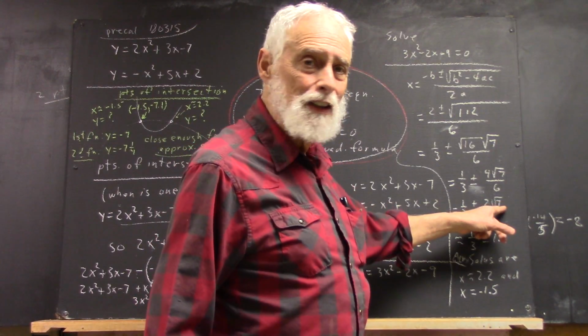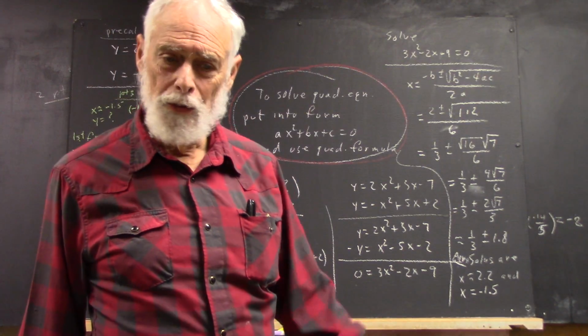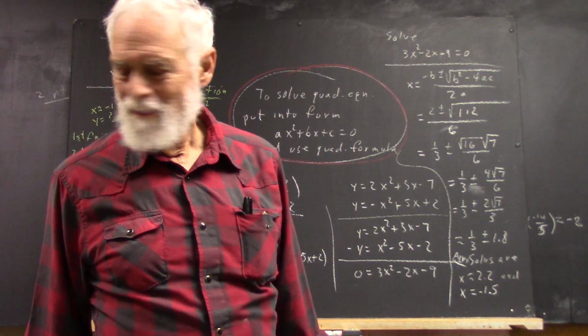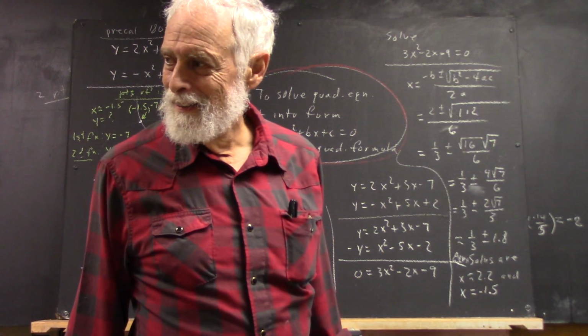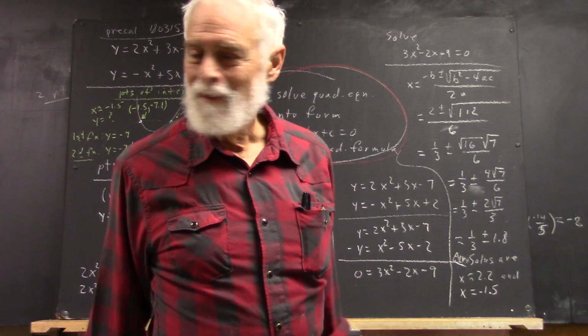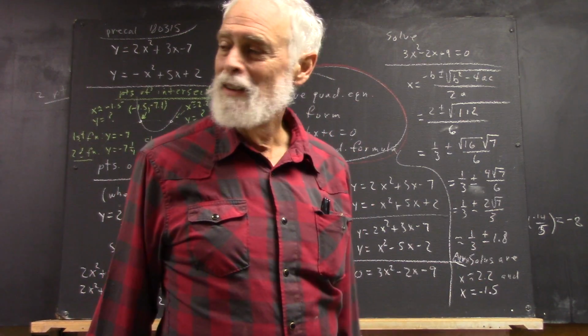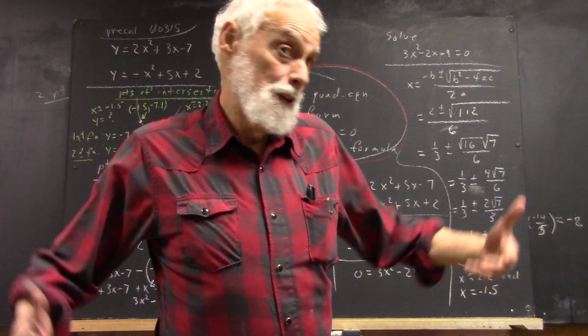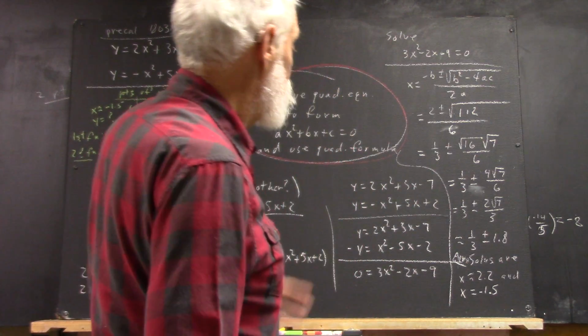If this was 17 instead of 7, what's the square root of 17? Yeah, it's pretty close to 4.1. What's the square root of 73? Well, I think I could probably, if I think about it for a minute, give you a good approximation. That's pretty close to 8.5. So, yeah, it's good to know that.